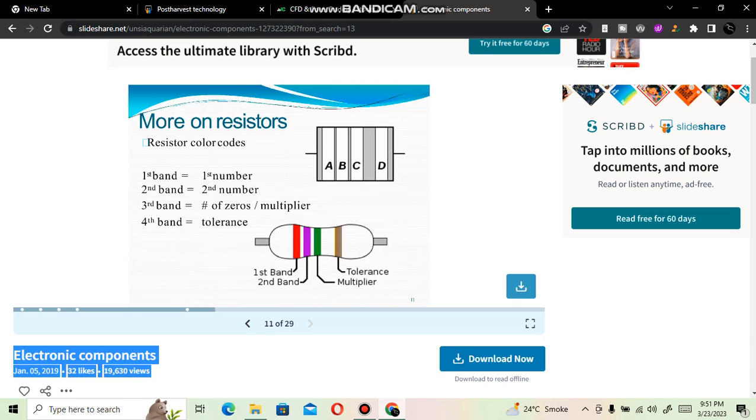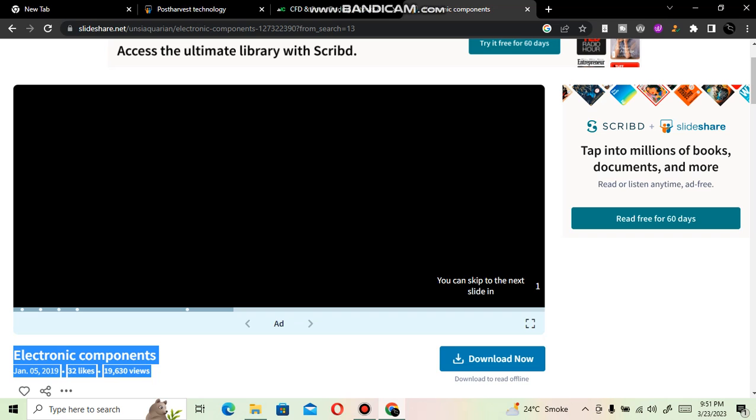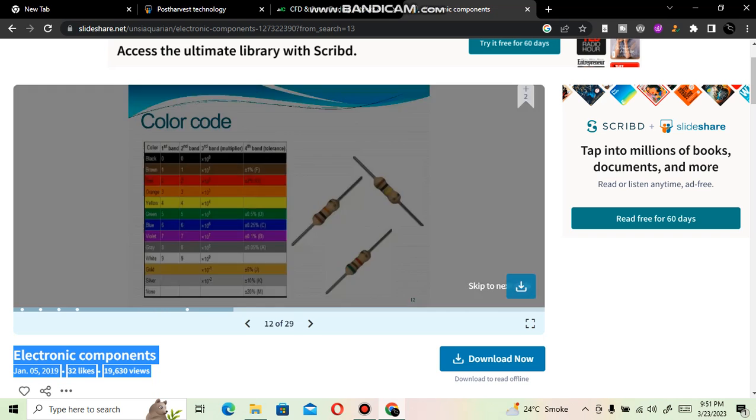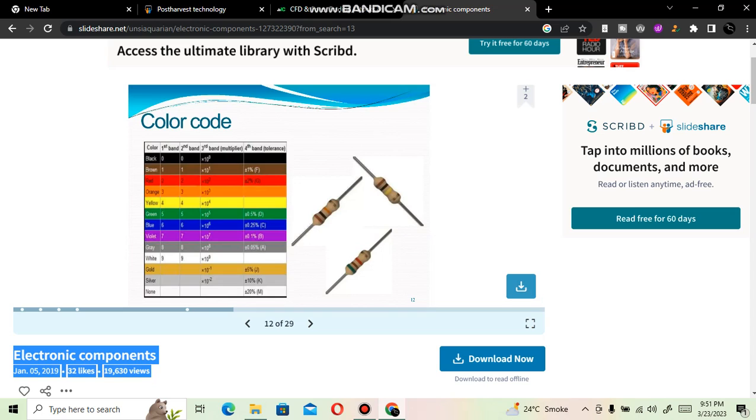Band one is the first number, band two is the second number, band three is the multiplier, and band four is the tolerance. Color code: black, brown, red, orange, yellow, green, blue, violet, gray, white, gold, silver, none. Values: 0, 1, 2, 3, 4, 5, 6, 7, 8, 9.